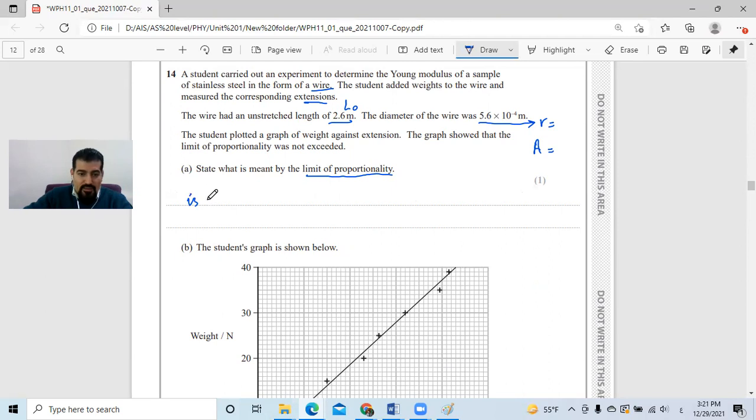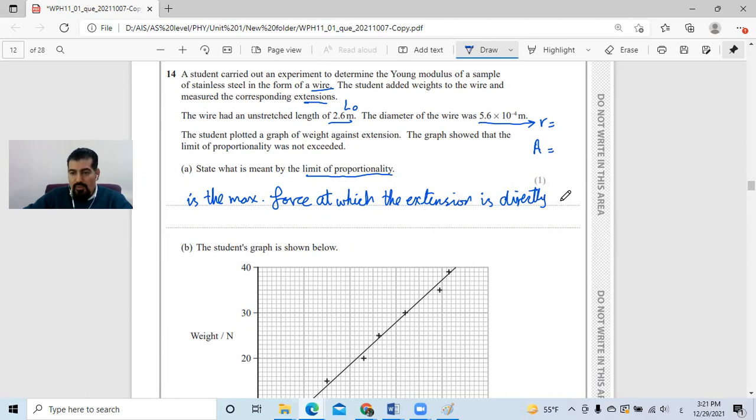It is the maximum force at which the extension is directly proportional to the force acting on it and still obeys Hooke's law.